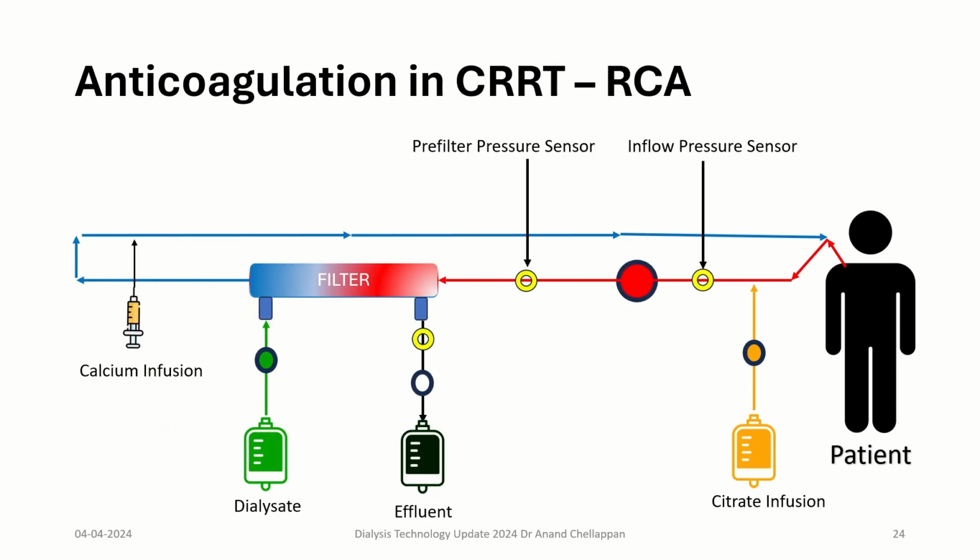This is a schematic representation of regional citrate anticoagulation. This shows us citrate which is infused pre-filter, so that within the filter the calcium citrate complex is removed and calcium is lowered so that clotting is prevented in this filter, and the blood which is coming out will have low calcium, and hence we need to infuse calcium so that the patient does not develop hypocalcemia.